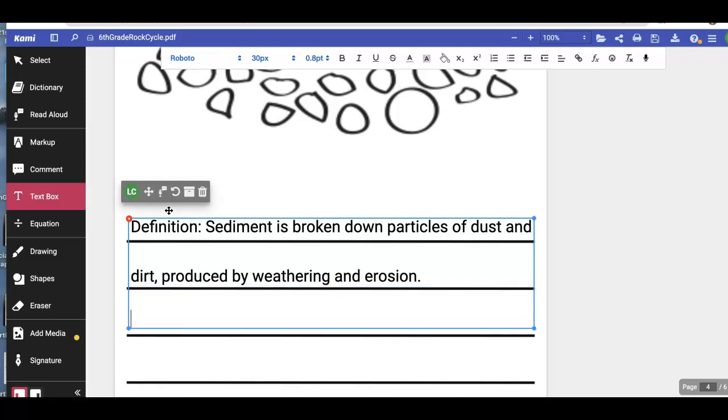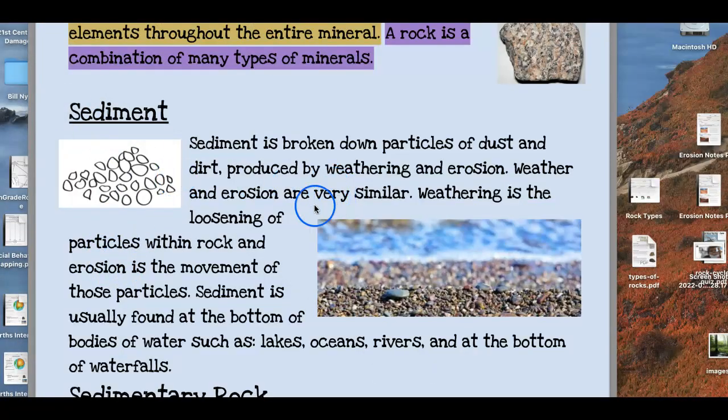Okay, so come down and write down fact 1 with a colon. And if you need to pause this, write down the definition of sediment, write that as well, or pause as well, so you can write that down. We're going on to fact 1, which means we will go back to our sheet of sediment. It says weathering is the loosening of particles within rock and erosion is the movement of those particles. That is a fact. Okay? Sediment is usually found at the bottom of bodies of water, such as lakes, oceans, rivers, and at the bottom of waterfalls. Those are facts. Okay? Let's make those shorter, though, because we don't have very much room to write.